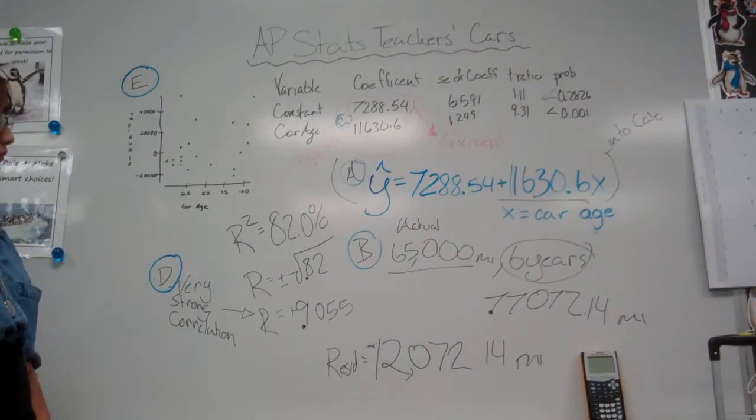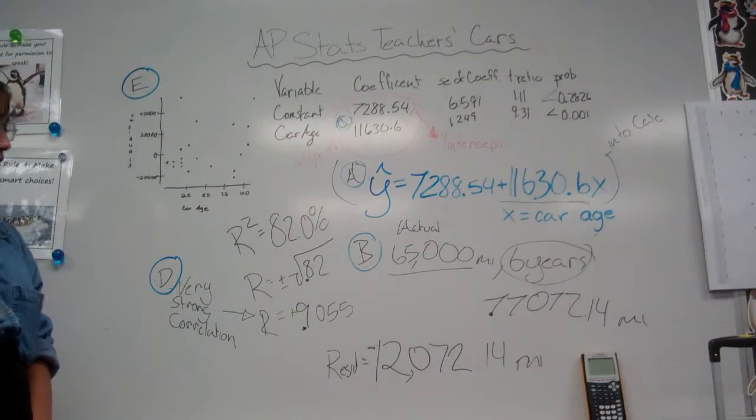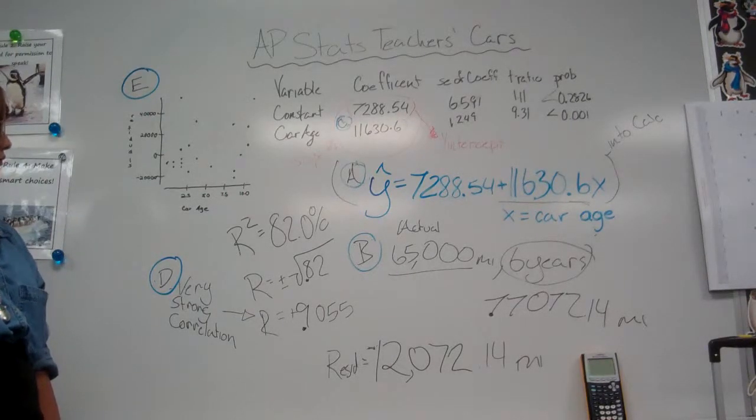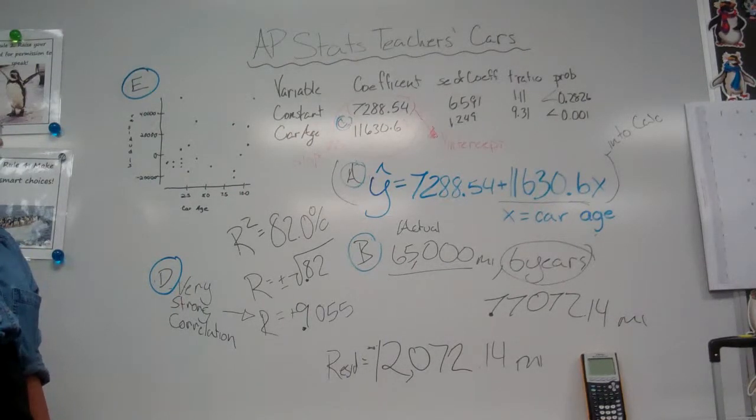So this is problem 3.4. The stats teacher's cars: a random sample of AP student teachers was asked to report the age in years and mileage of their primary vehicles. A scatter plot of the data, a least squares regression printout, and a residual plot are provided below. A. Give the equation of the least squares regression line for the data. Identify any variables you use.